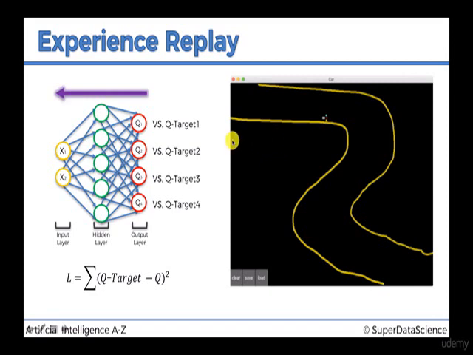Well, have a look at this example. I specifically took this screenshot because it illustrates very well the problem that is addressed through experience replay. And experience replay is not just something that we use in this course or in this specific problem. It is something that you will see used over and over again in artificial intelligence algorithms, because it is so powerful and so important.